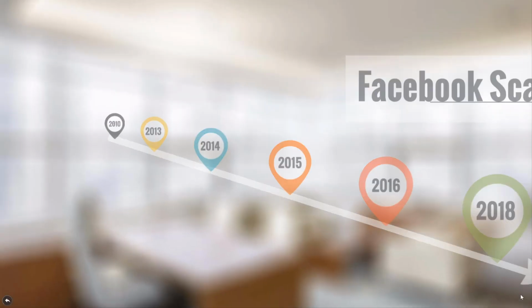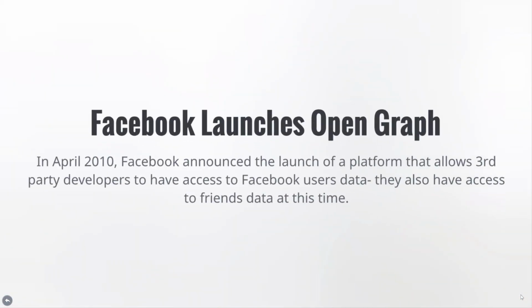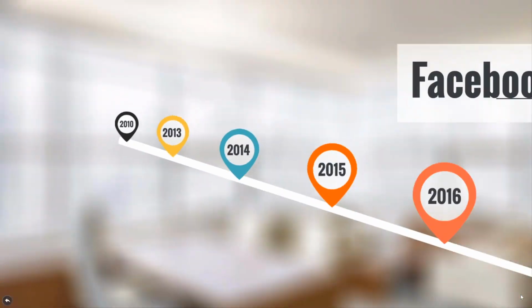In 2010, Facebook launched the Open Graph, and the Open Graph platform allows third-party app developers like Bonsai to build apps for the Facebook ecosystem. And so that allows us to authenticate users and do a lot of really interesting things. And so, overall, this is a good move for Facebook, a good move for people.